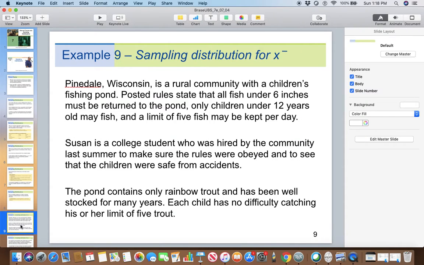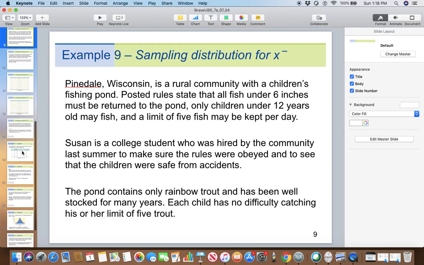Let's look at an example. Pinedale, Wisconsin is a rural community with a children's fishing pond. Posted rules state that all fish under 6 inches must be returned to the pond. Only children under 12 years old may fish, and a limit of 5 fish may be kept per day. So children under the age of 12 are allowed to fish, and each child can take only 5 fish a day.